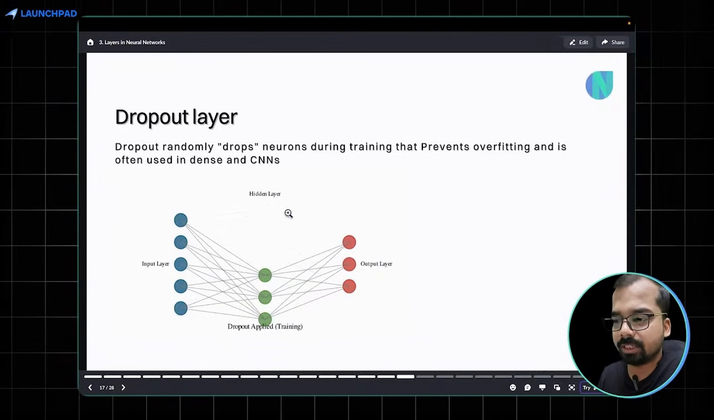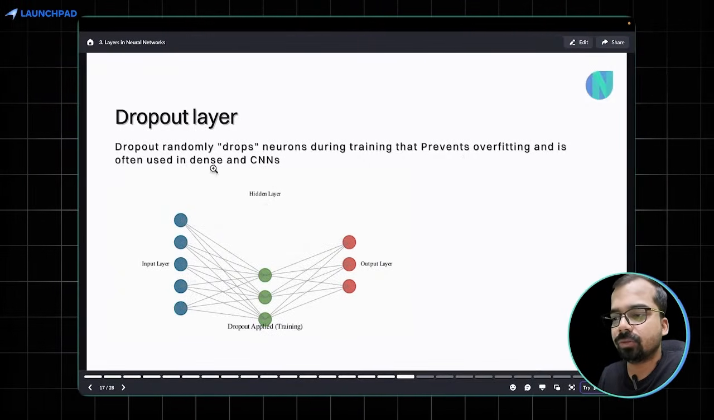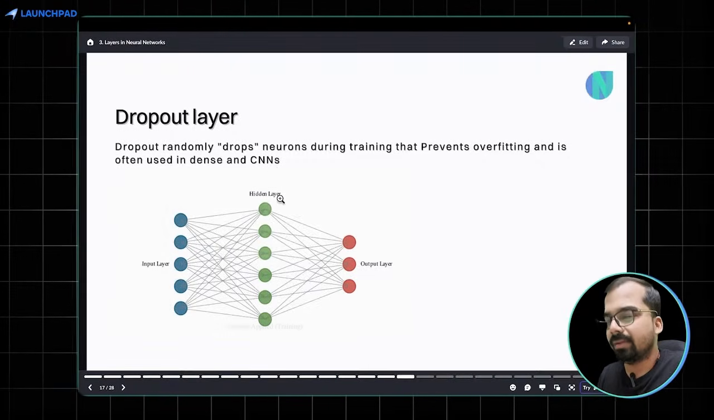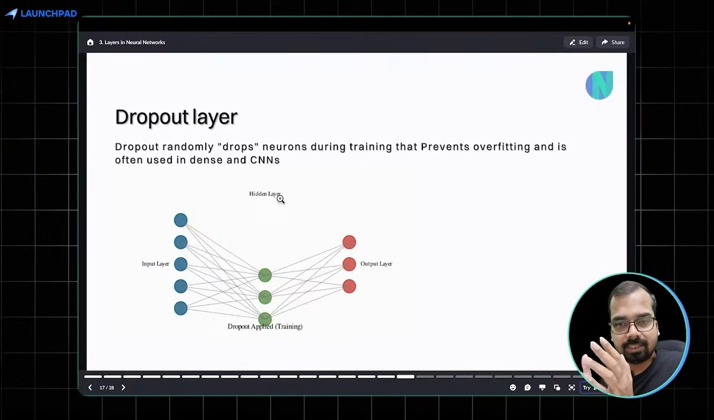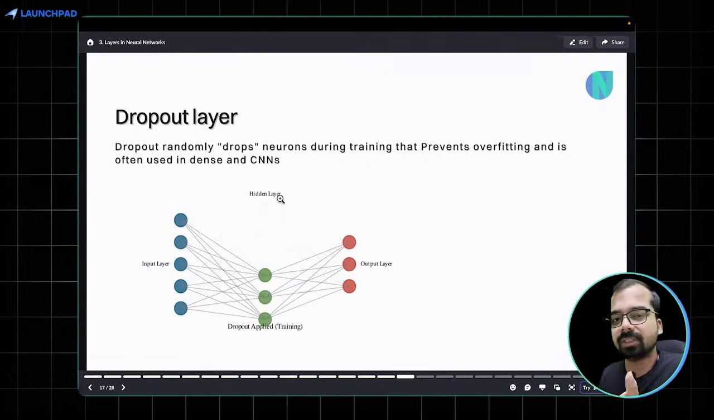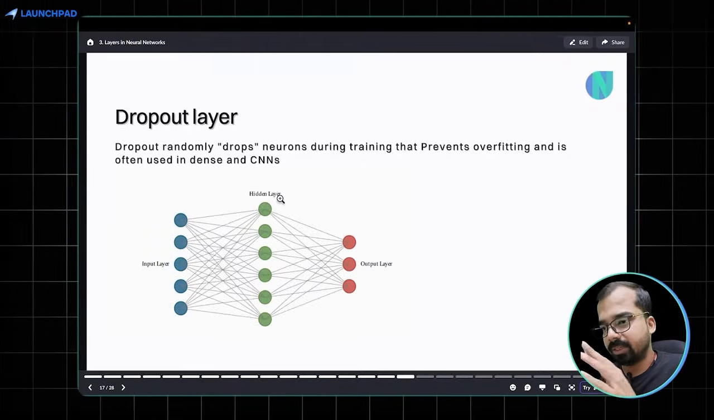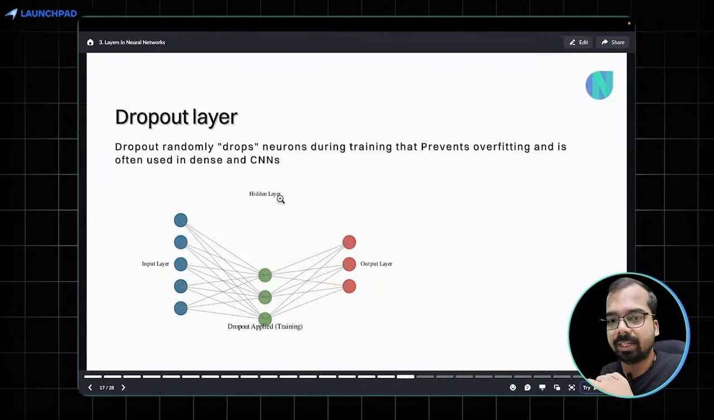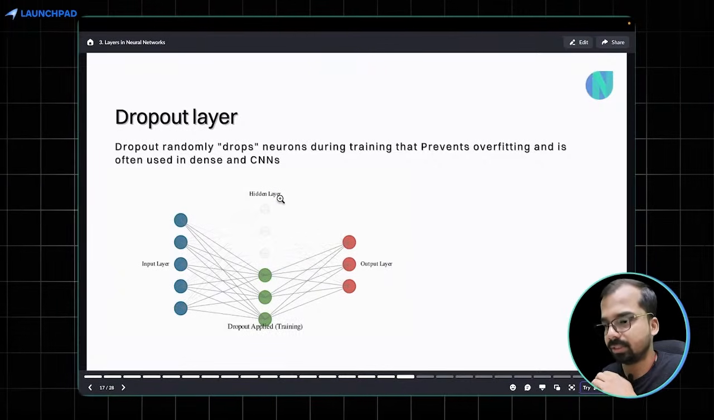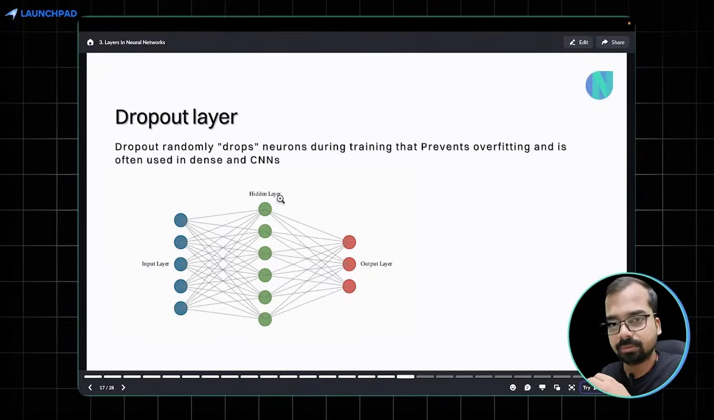So randomly certain neurons are switched off. That prevents overfitting and is often used in dense and convolutional neural networks. If you have a very high concentration of neurons, there is a very high chance that your deep neural network starts memorizing the data. So dropout randomly switches off certain neurons during training, only during the training phase, not during the evaluation phase. And thus it also reduces the overfitting situation.